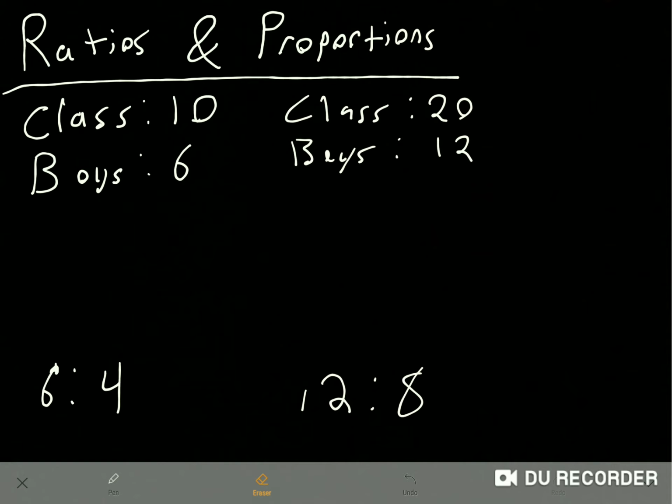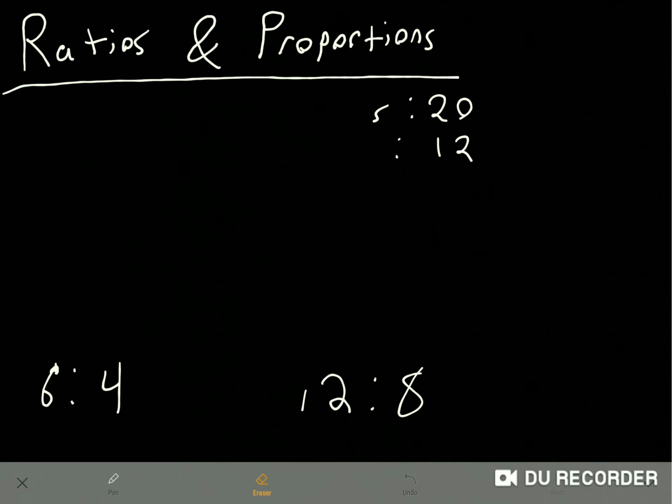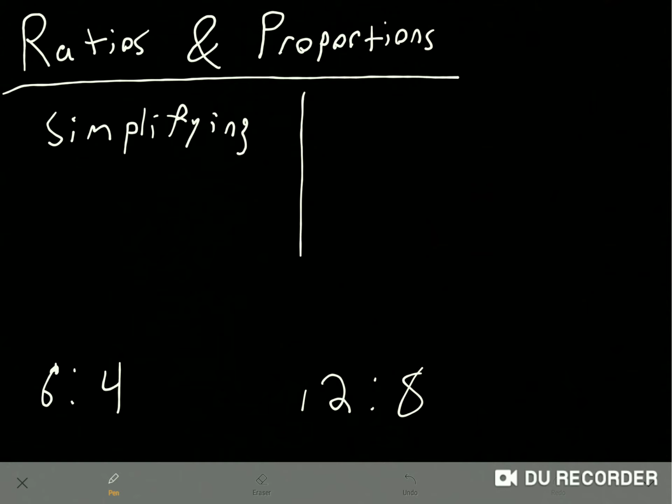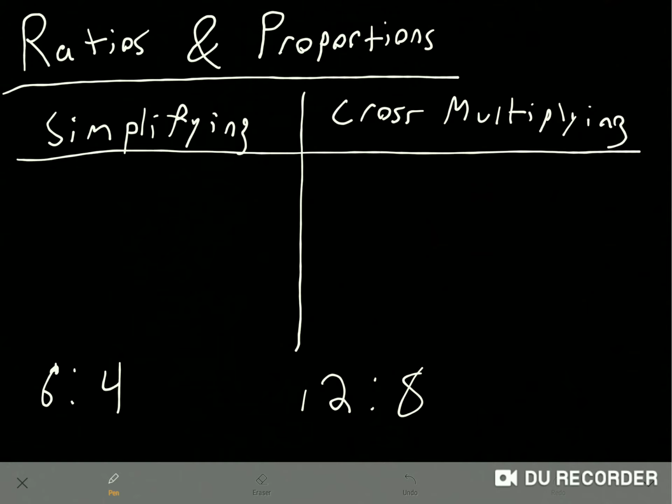Now, I'm going to erase everything else just so we can focus on comparing these two values, and we want to see if the number of boys to girls in both classes is the same. There are 2 methods we can use: the first will be simplifying, and the second method will be cross-multiplying. When we simplify, we want to find the greatest common factor between the two numbers. In cross-multiplying, we're going to be multiplying different numbers.